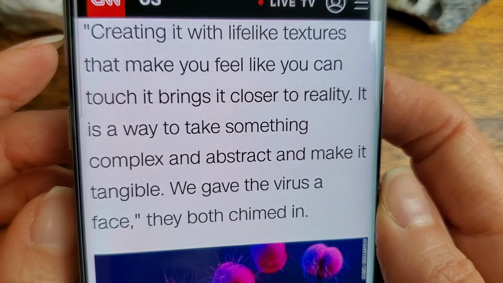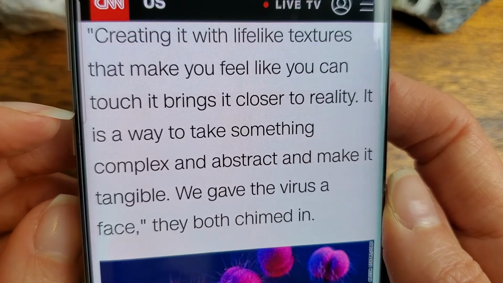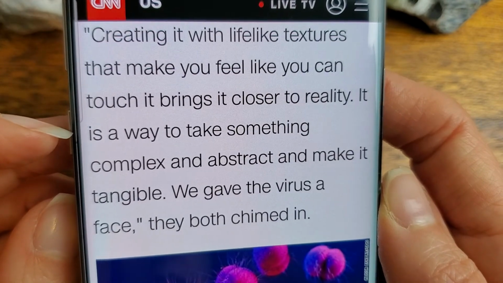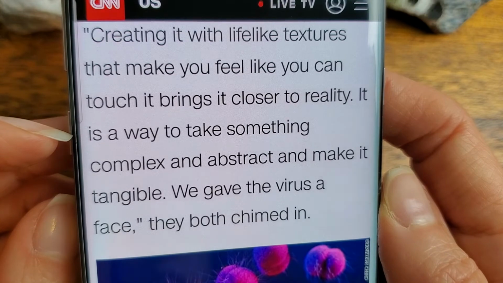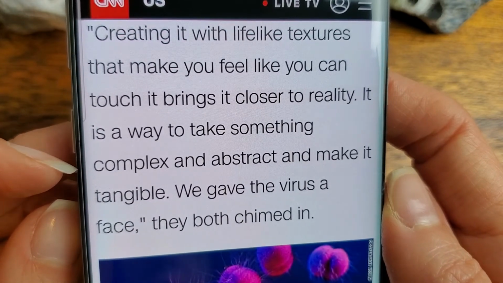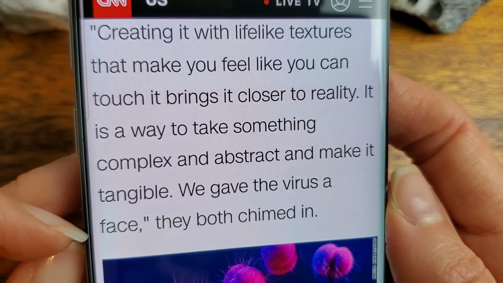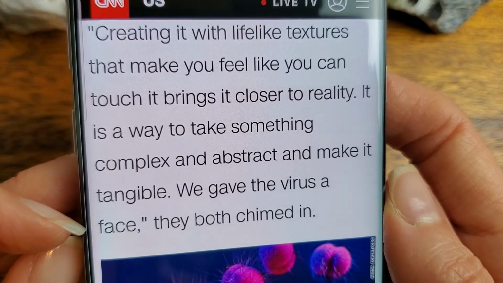Creating it with lifelike textures that make you feel like you can touch it brings it closer to reality. It is a way to take something complex and abstract and make it tangible. We gave the virus a face. They both chimed in.